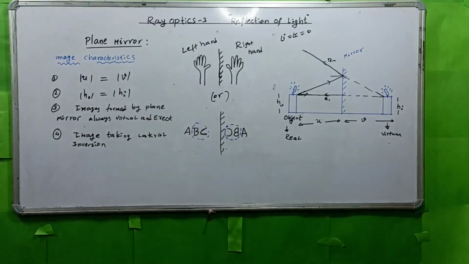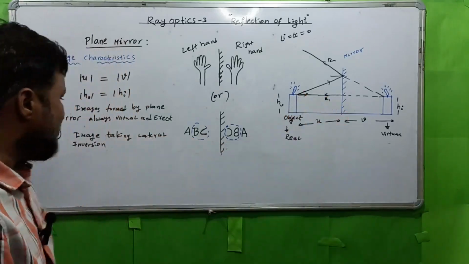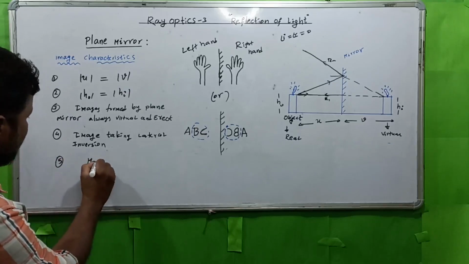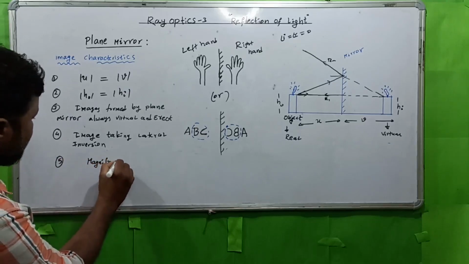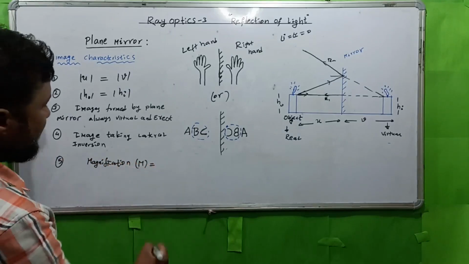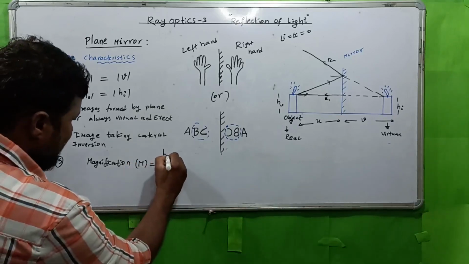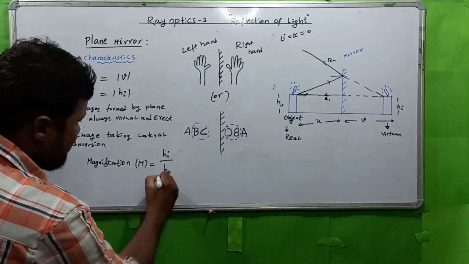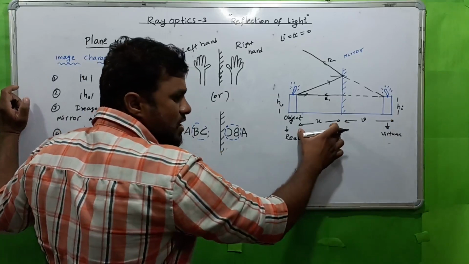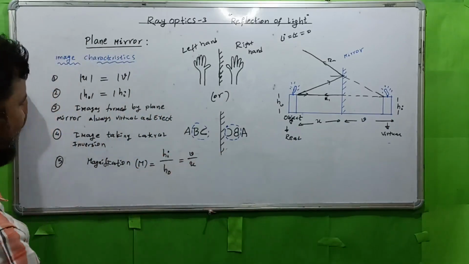Now we will discuss magnification of a plane mirror. Magnification in case of a plane mirror. Next, character 5, magnification. m is the magnification, defined as the ratio of the height of the image to the height of the object, or the ratio of the image distance to the object distance, v by u. This is nothing but magnification.